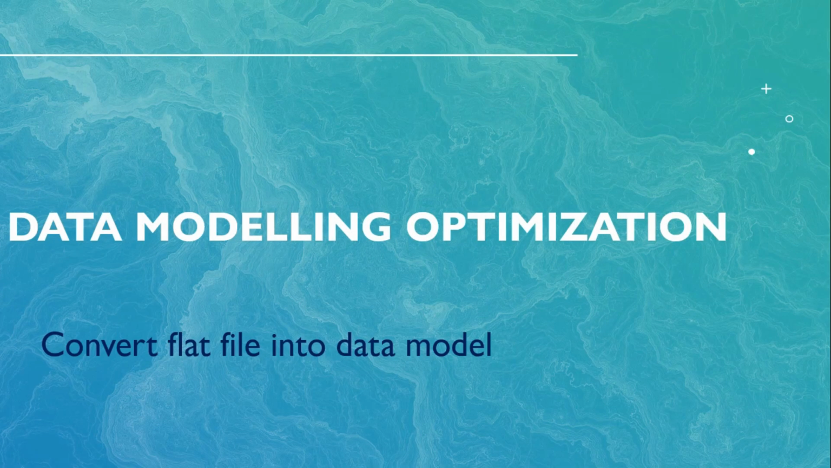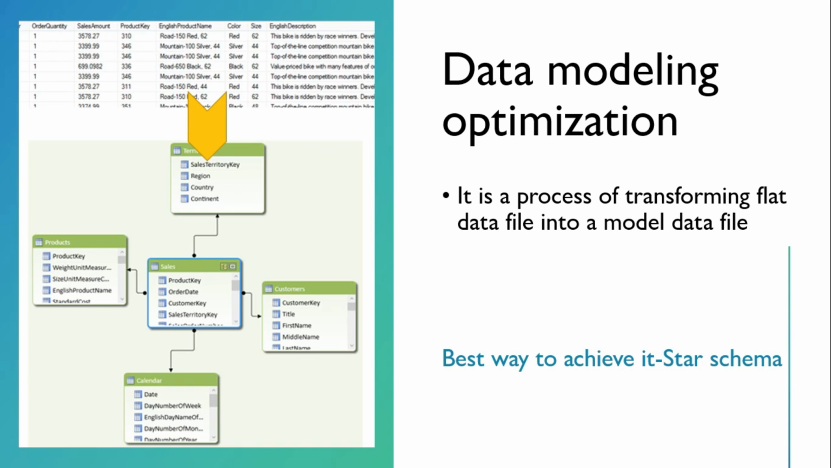Data modeling is one of the most important features used to connect multiple data sources in Power BI using a relationship. Relationship means how data sources are connected with each other, by which you can create a data visualization. So in today's video, we are going to see 4 simple steps to convert your flat file into a data model. First, let us understand data modeling optimization in simple terms.